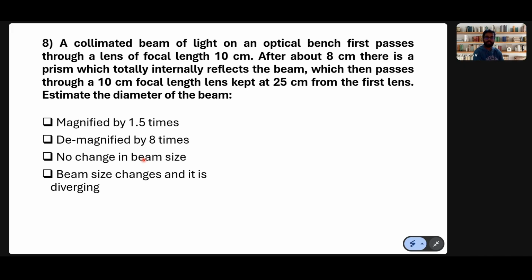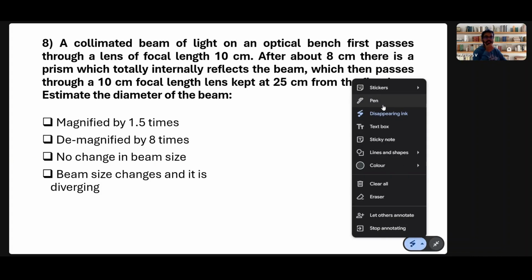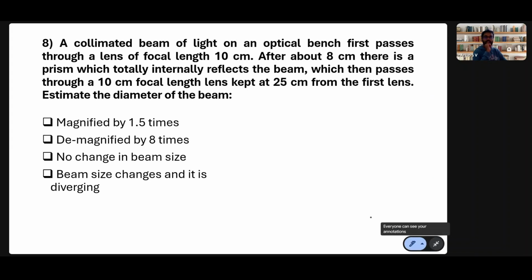So the eighth question is a numerical problem. A collimated beam of light on an optical bench first passes through a lens of focal length 10 centimeter. After about 8 centimeter, there is a prism which totally internally reflects the beam, which then passes through a 10 centimeter focal length lens kept at 25 centimeter from the first lens. Estimate the diameter of the beam. This is a bit of a tricky question, which we can try to solve mathematically.